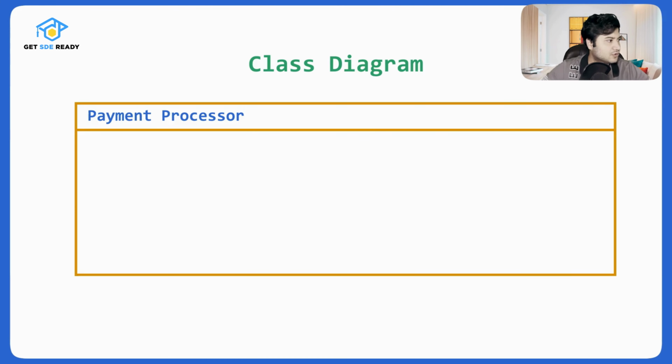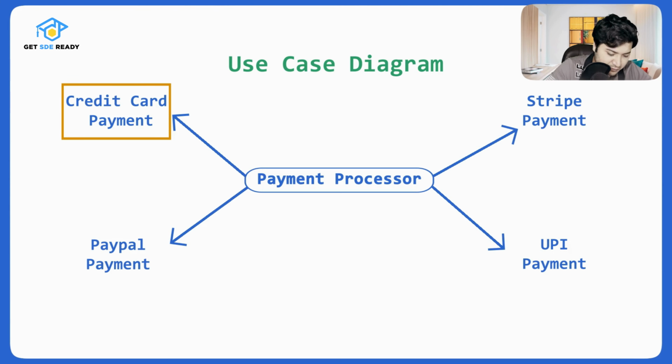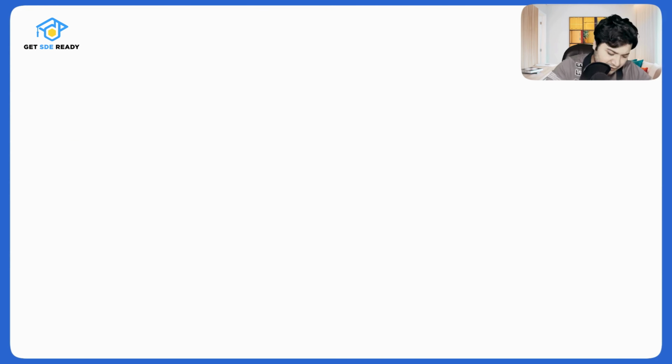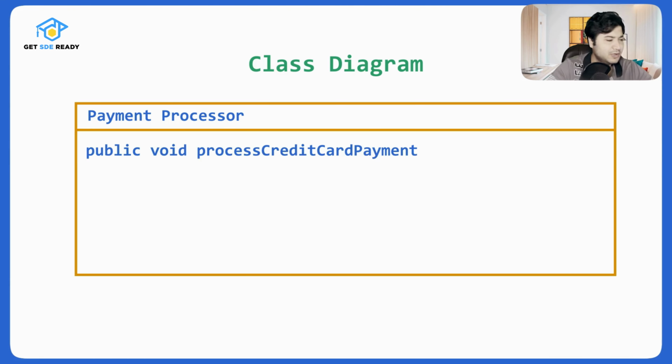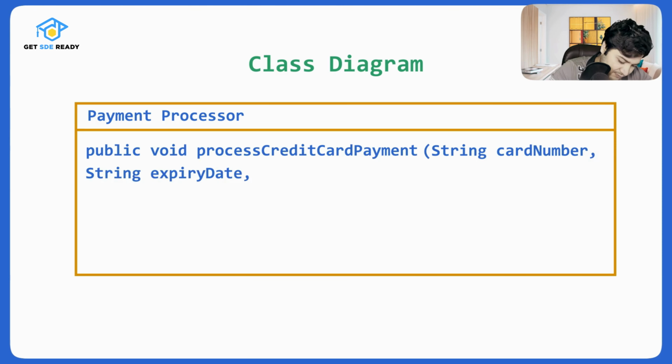Payment processor. Like we first saw, its first responsibility is to process credit card payments. We can keep the return type as void and let's keep it as public. What will it take as an argument? It will take card number, CVV, expiry date, and of course amount. How much amount do we need to pay? Let's put string card number, string expiry date, string CVV. Of course amount, let's keep it in double.